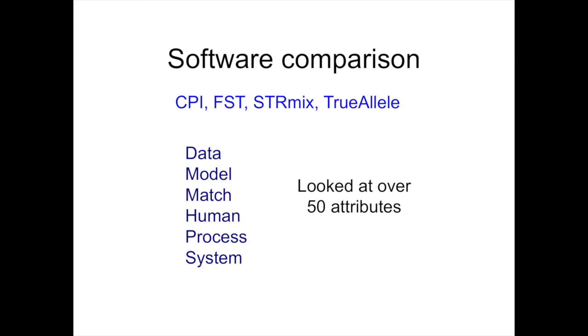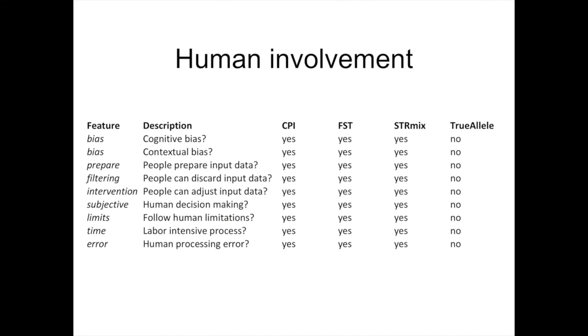Legal Aid asked us to do a software comparison. I think we looked at 60 different attributes for CPI, FST, STRmix, TrueAllele, looking at categories of data, model, match, human involvement, the process, the system. This is one of them. For human involvement, software is basically driven by people choosing their data in subjective ways, and that's the key distinction between TrueAllele, which doesn't have people playing with the data.